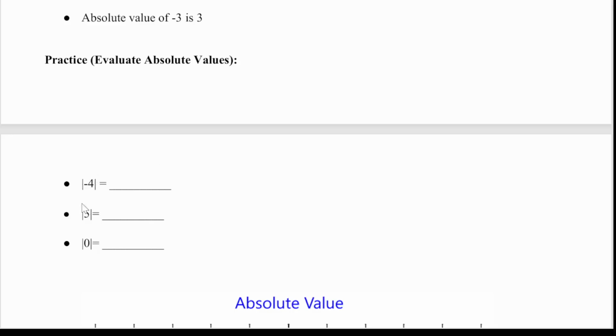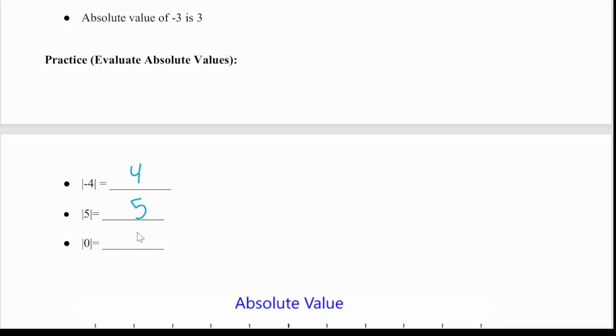For example, this reads as the absolute value of negative 4. The absolute value of negative 4 is 4. The next one reads as the absolute value of 5. The absolute value of 5 is 5. And conceptually what we just said is that negative 4 is 4 away from 0. Positive 5 is 5 away from 0.